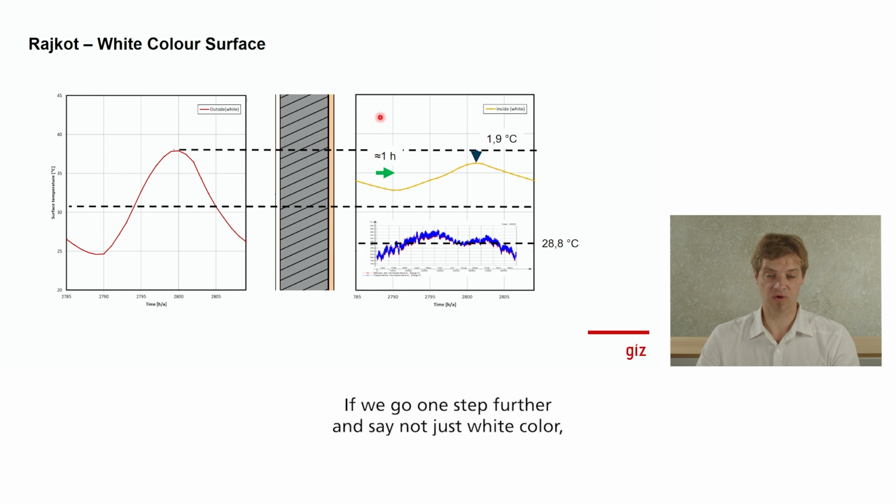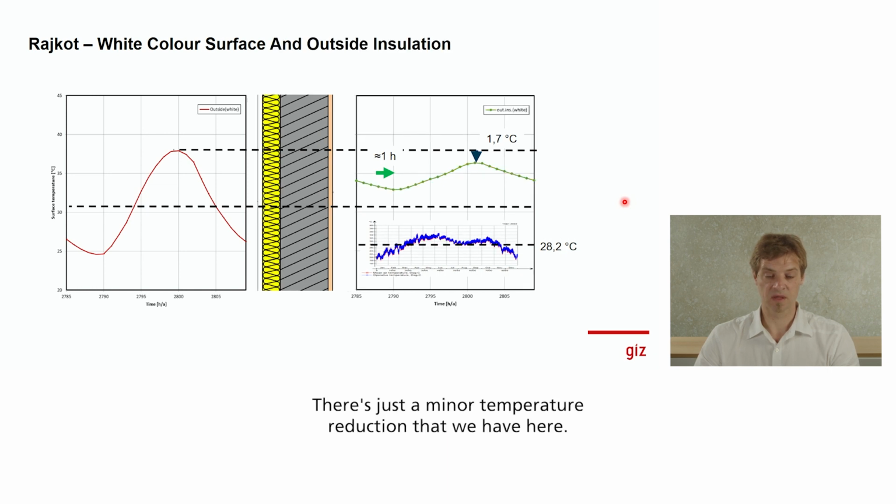If we go further and say not just white color, but also putting an insulation on the outside, you will also see that we go a little bit further down with our internal mean temperature. We also go down a little bit with the temperature attenuation, and we have the same temperature shift. I switch to the next slide. There's just a minor temperature reduction here, but you can see there is an influence.